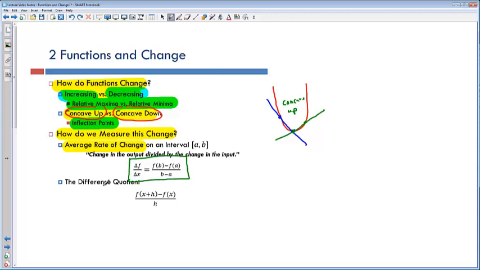All right, so we talked about this average rate of change and how to compute it. And then in the next video, we'll get to this last topic, which is called the difference quotient, which is in some sense a generalization of the average rate of change. But we'll talk about this next time.